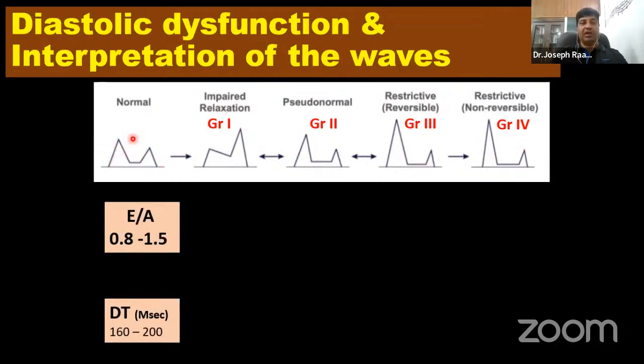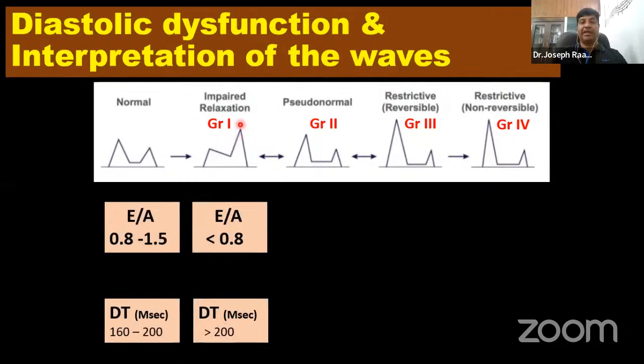So normal is always E is taller than the A. So the ratio will always be between 0.8 to 1.5. But when the patient starts developing the problem with the relaxation, remember that diastolic dysfunction first starts with problems with the relaxation of the left ventricle. So what happens? Your E is smaller and A becomes taller. So if the E is smaller than the A, then it's called grade 1 diastolic dysfunction.